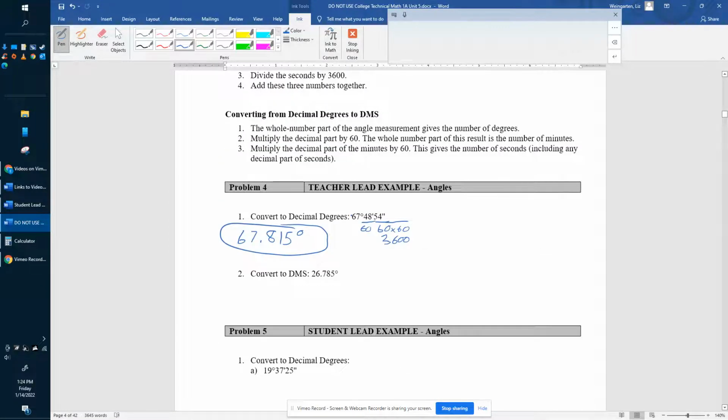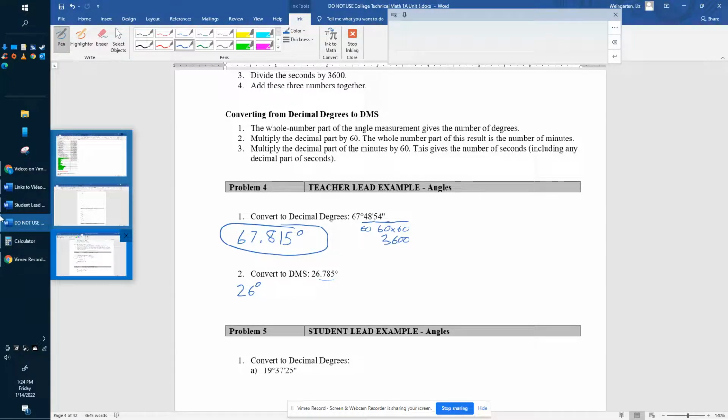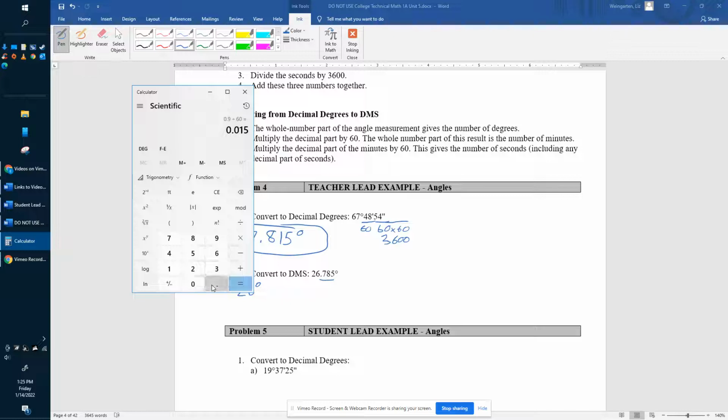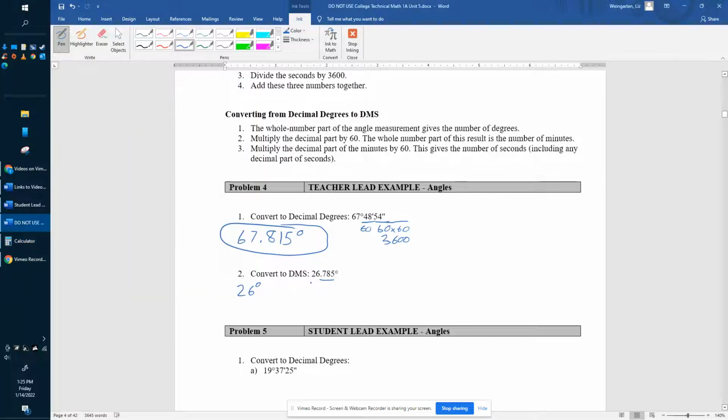Now we're going to convert into degrees, minutes, and seconds. So we already have our whole number, 26. That's going to stay the same no matter what. Now we just have to figure out how to convert this decimal place into minutes and seconds. So what we're going to do is multiply just what's to the right of the decimal place by 60. So 0.785 times 60 is 47.1. So we have 47 minutes.